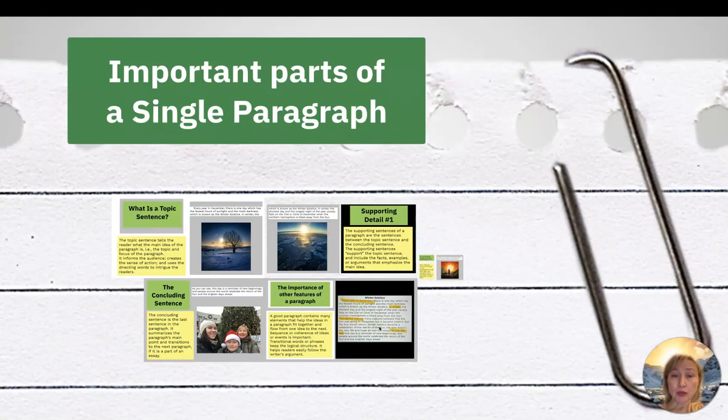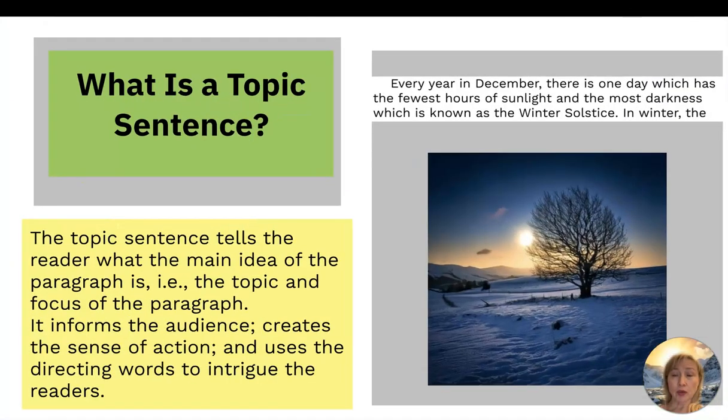The important parts of a single paragraph. Each paragraph, as usual, starts with the topic sentence. The topic sentence tells the reader what the main idea of the paragraph is, the topic and the focus of the paragraph. It informs the audience, creates the sense of action, and uses the directing words to intrigue the readers.